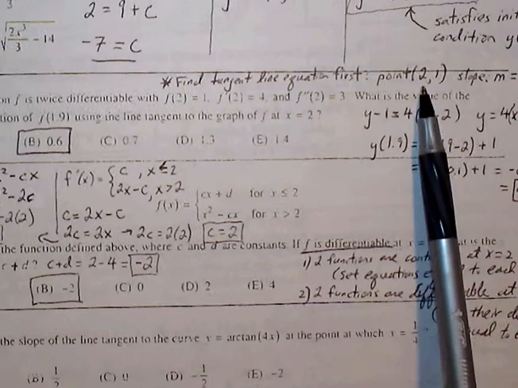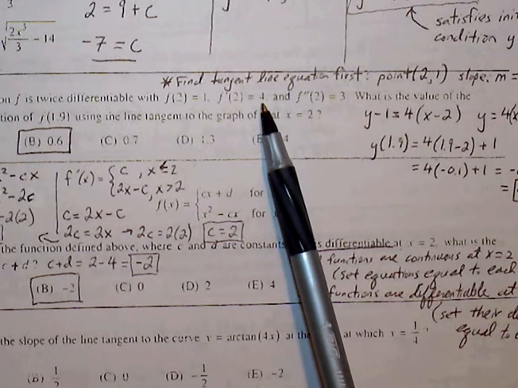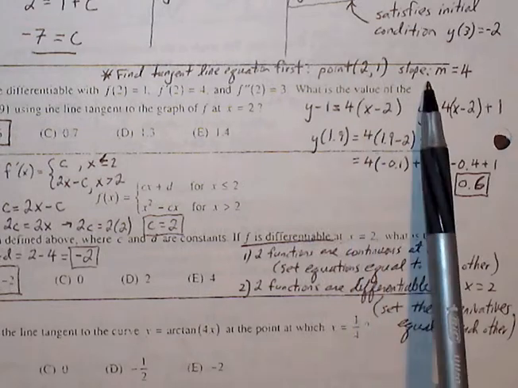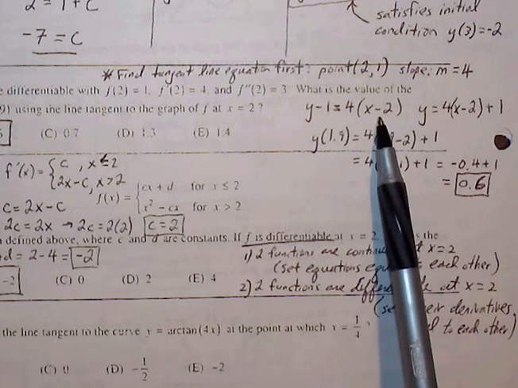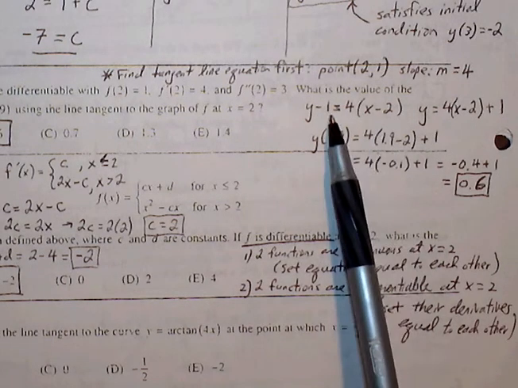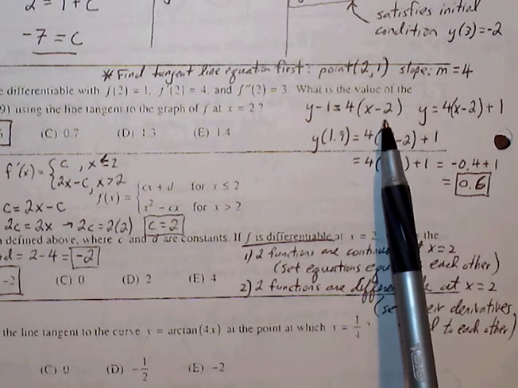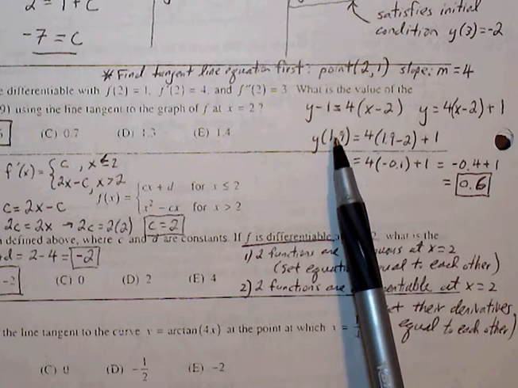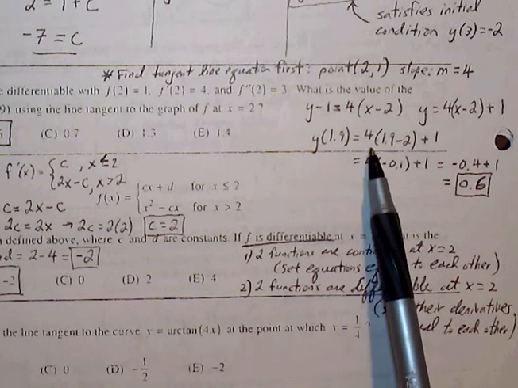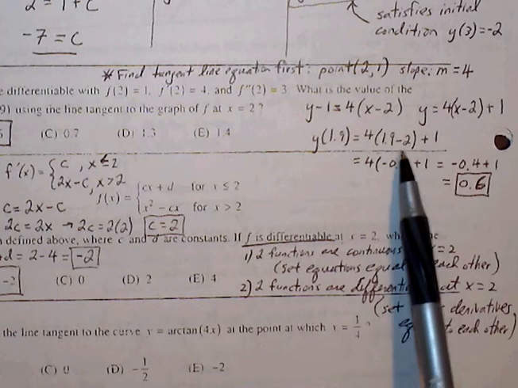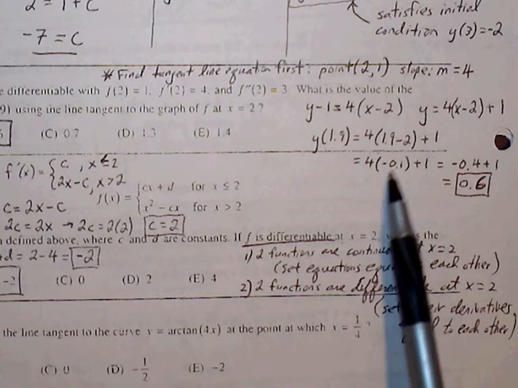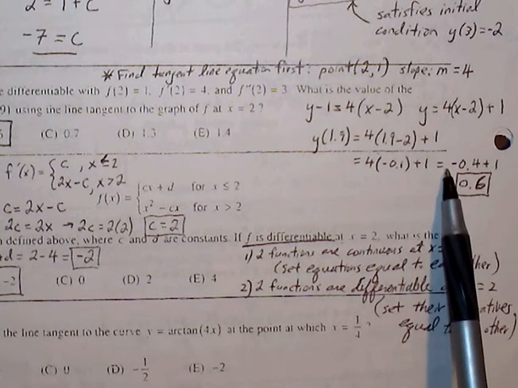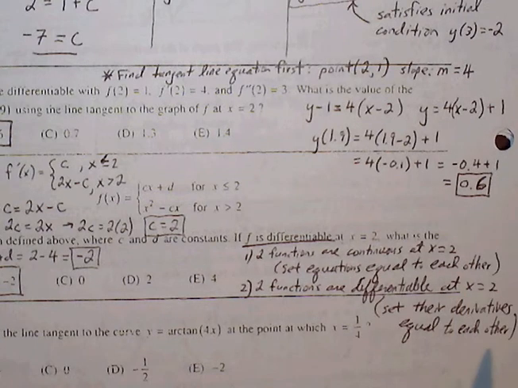Our slope, they tell us, is 4. So we have our ordered pair, we have our slope, so we create our equation. So y minus 1 equals 4 times x minus 2. And now I'm just going to replace x with 1.9. And 1.9 minus 2 will give me a negative 0.1. So this gives me negative 0.4 plus 1, which is 0.6. Or 1 minus 0.4 is 0.6.